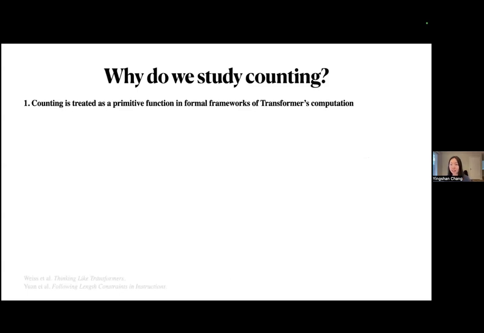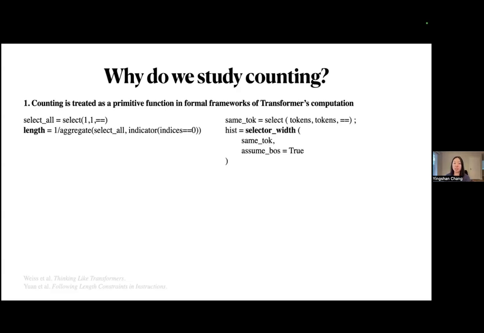Before we dive into the actual content, I'd like to talk a bit about why we study counting. The first reason is that counting is treated as a primitive function in formal frameworks of transformer computation. For example, we have RASP, a Python library built for simulating the building blocks of transformer computation. According to RASP, computing the length of a sequence is a basic operator. There is another basic operator closely related to length, which is selector width. It takes as input a predicate function and returns the number of tokens that satisfy the selection criteria.